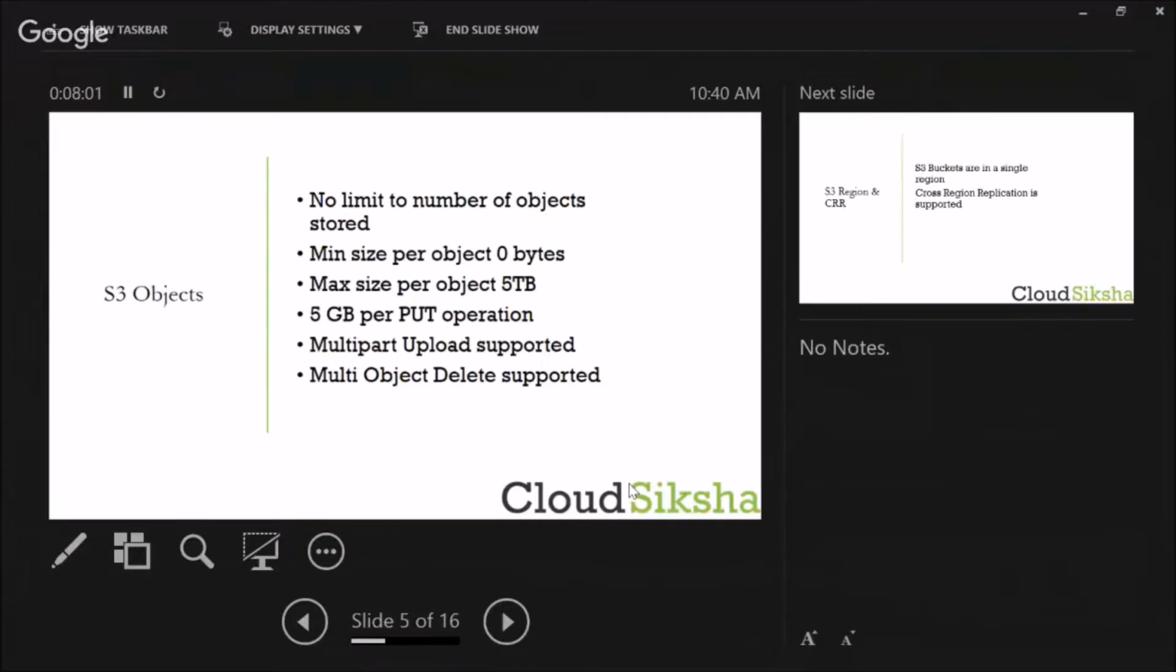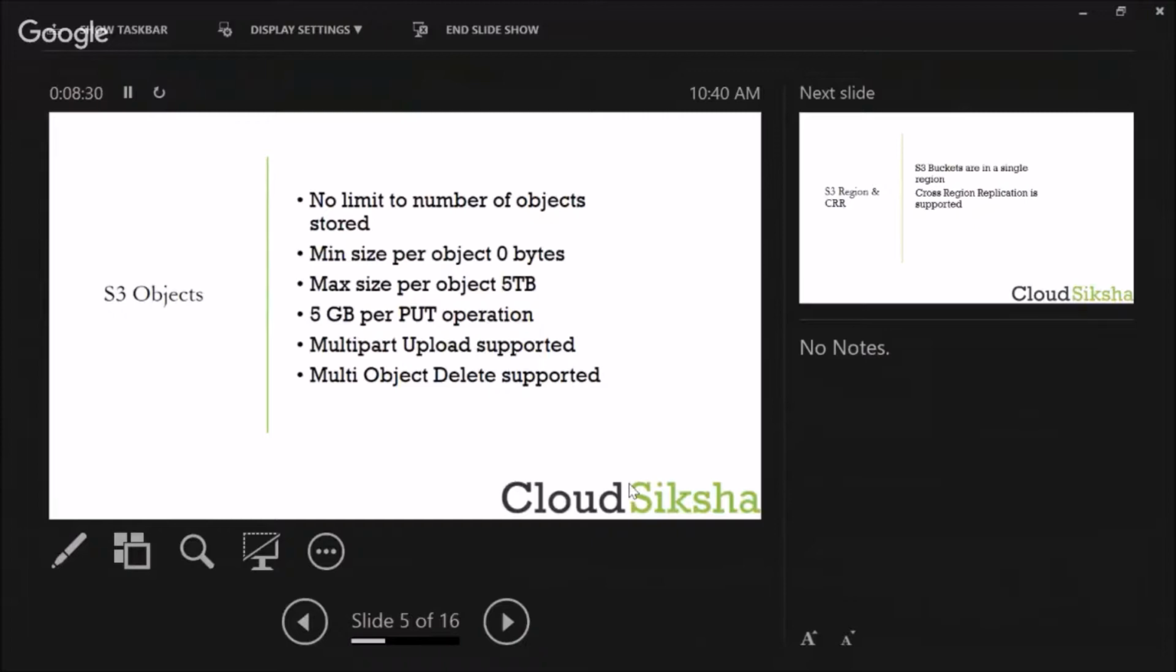And every put operation, that is every operation that puts an object onto S3, cannot put more than 5 GB. So if you want to put more than a 5 GB file and you want to do it effectively, then you use something known as multi-part upload, where the file is split into multiple parts and they're uploaded in parallel and then combined together later.